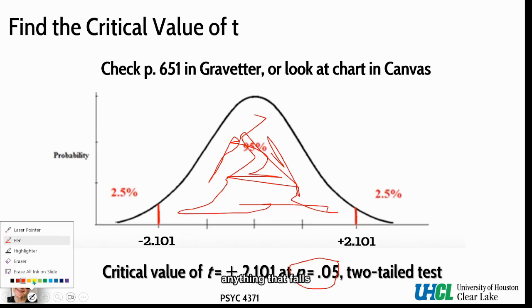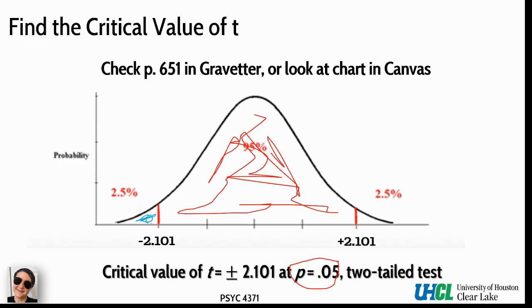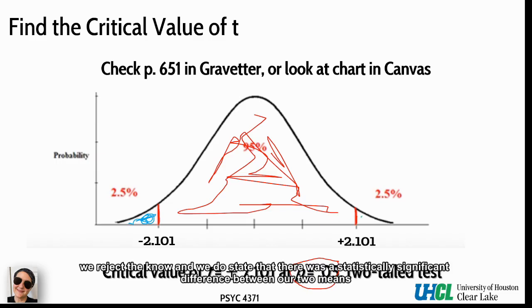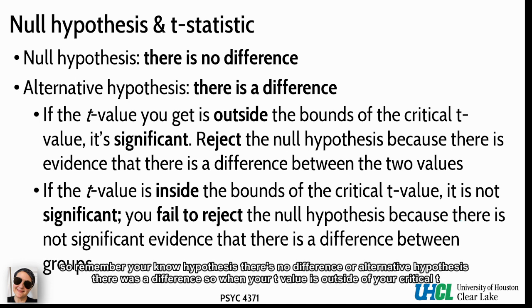Anything that falls in here, we reject the null, and we do state that there was a statistically significant difference between our two means. So remember, your null hypothesis, there's no difference. Your alternative hypothesis, there was a difference.